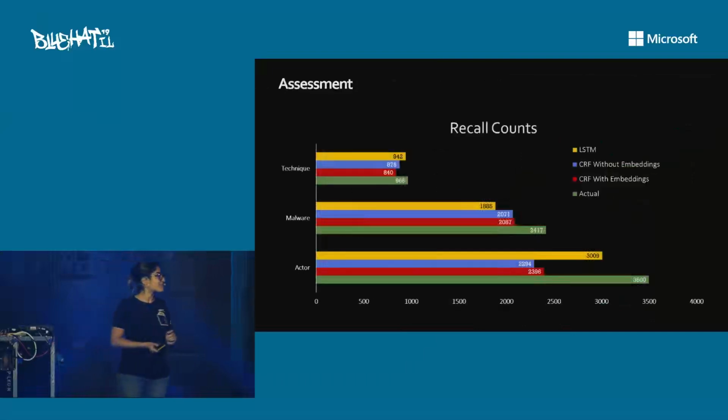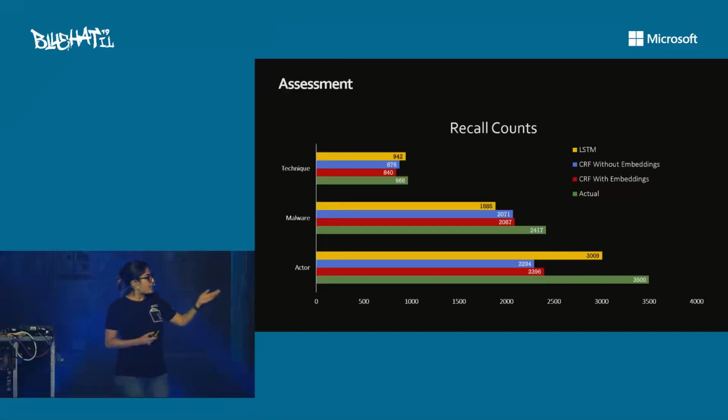All right, let's come to the assessments. First, I wanted to share with you the recall counts to give you an idea of how many entities of each type were to be extracted in our data set. And you can see off the bat that there were very few technique entities, and that's a limitation of our training data set. The yellow bars are the LSTM. The blue ones are CRF without embeddings, and the red ones are the CRF with embeddings.